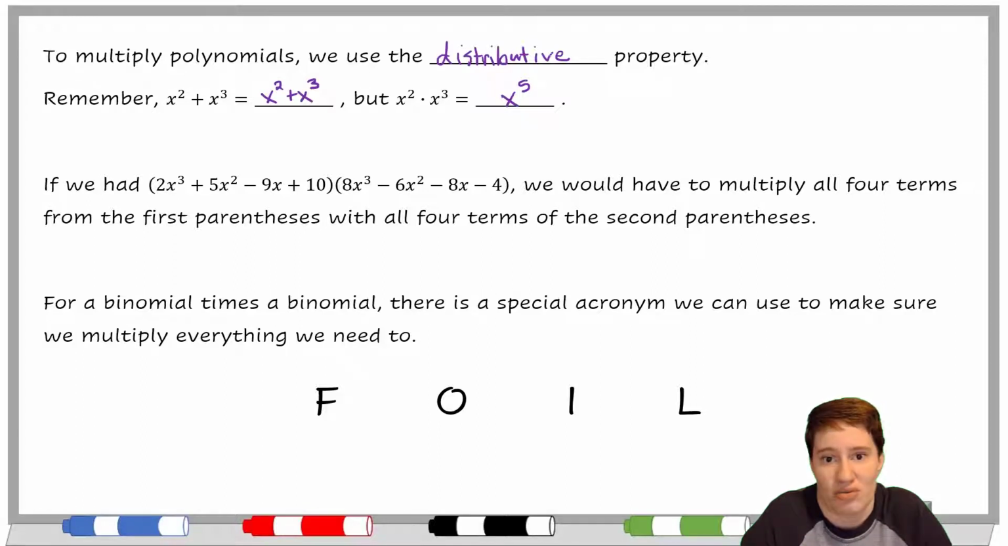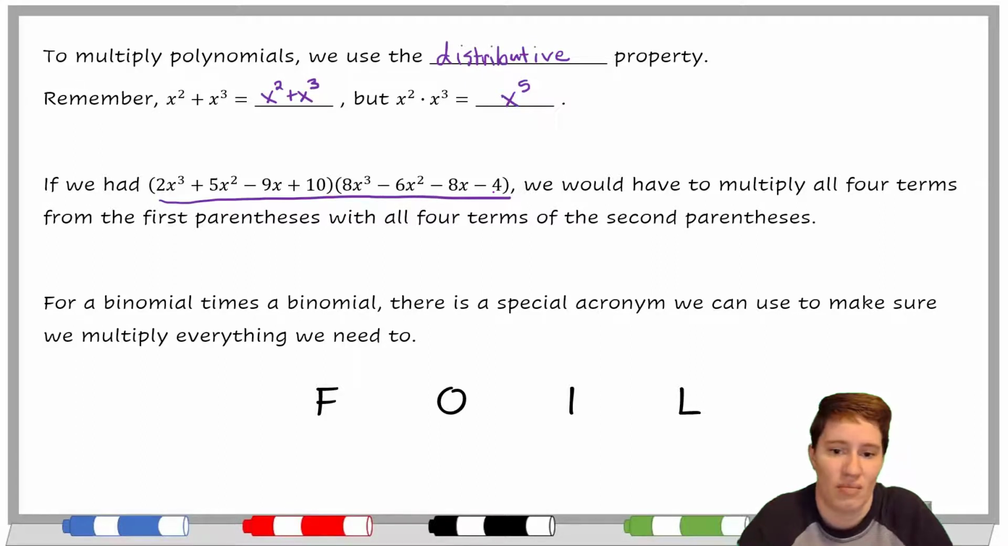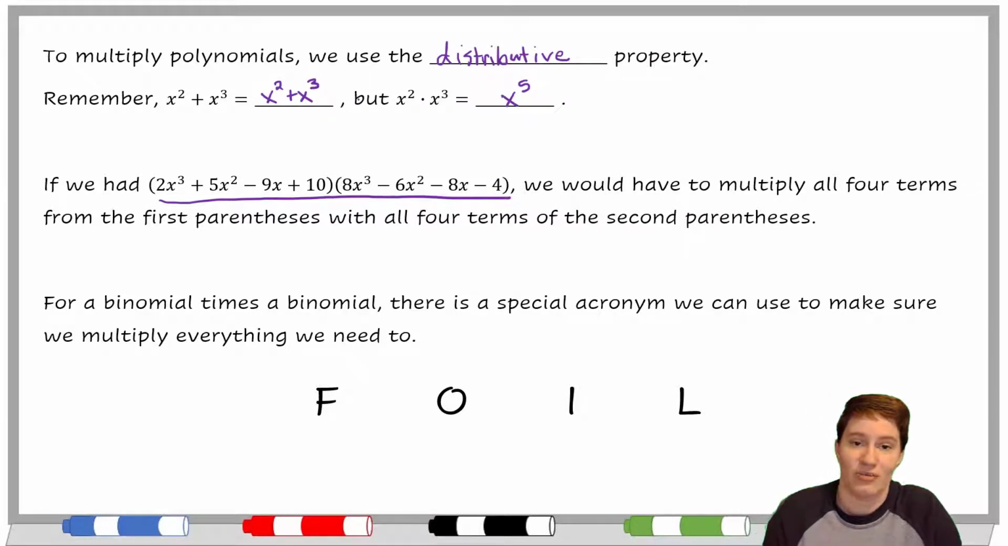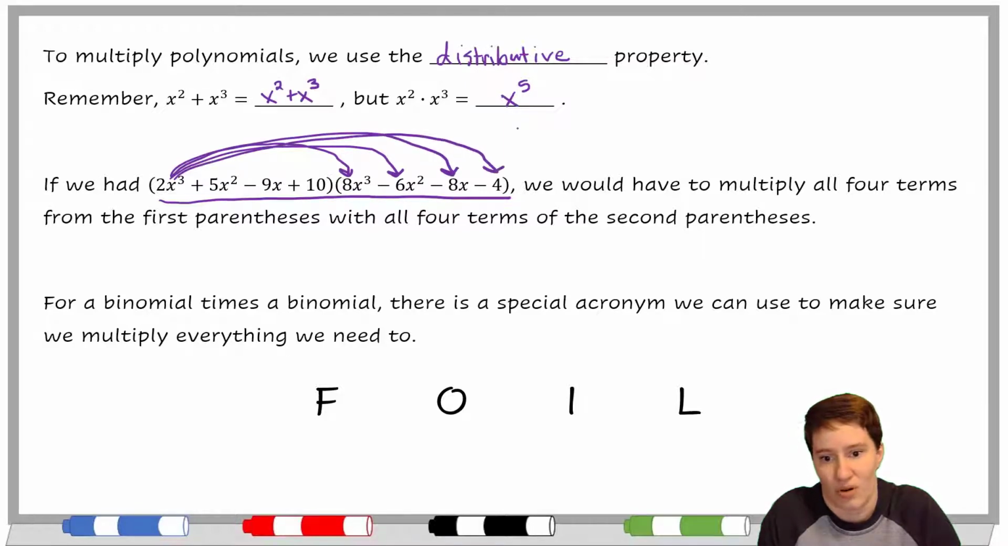We are going to use the distributive property to multiply. And so if we had a really long problem like this, where we had 4 terms and then 4 terms, I want you to think about how many things we would actually have to multiply together if what we're doing is the distributive property. Now let me give you a little more information about how we would do this. We're going to take the 2x cubed, times 8x cubed, and then times this, that's 2, 3, 4. So just the 2x cubed gets multiplied by 4 things.